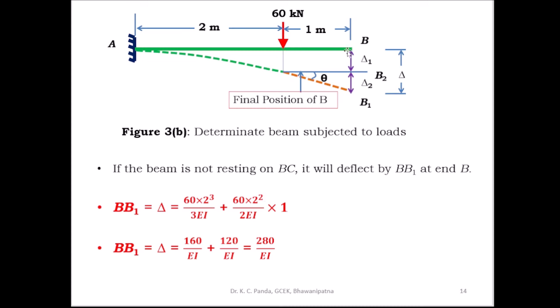And what is the distance between them? What is the deflection here? Plus slope into the distance between this load and the free end, 1. Then you can find out the deflection of the free end. Delta is equal to B1 is equal to 160 by EI plus 120 by EI is equal to 280 by EI. So this is the downward deflection due to the external loading.